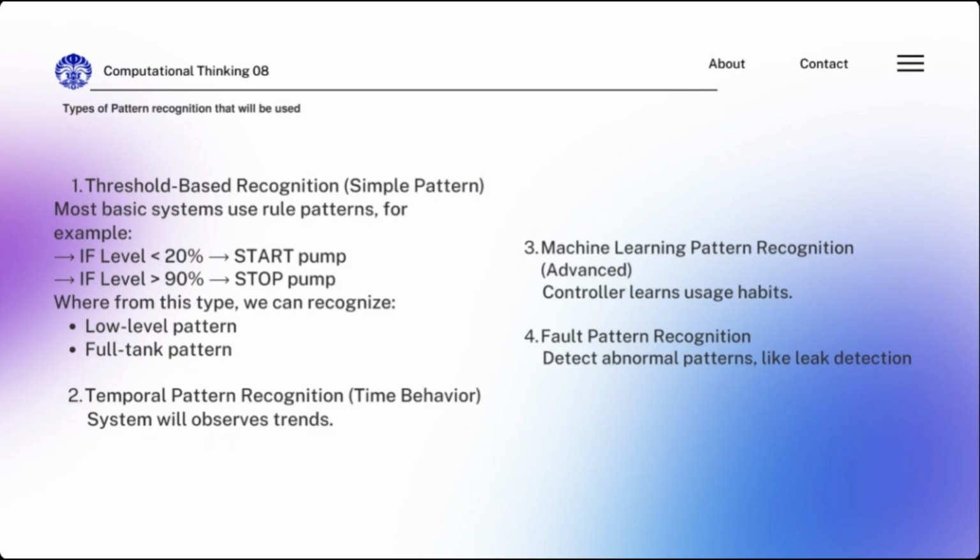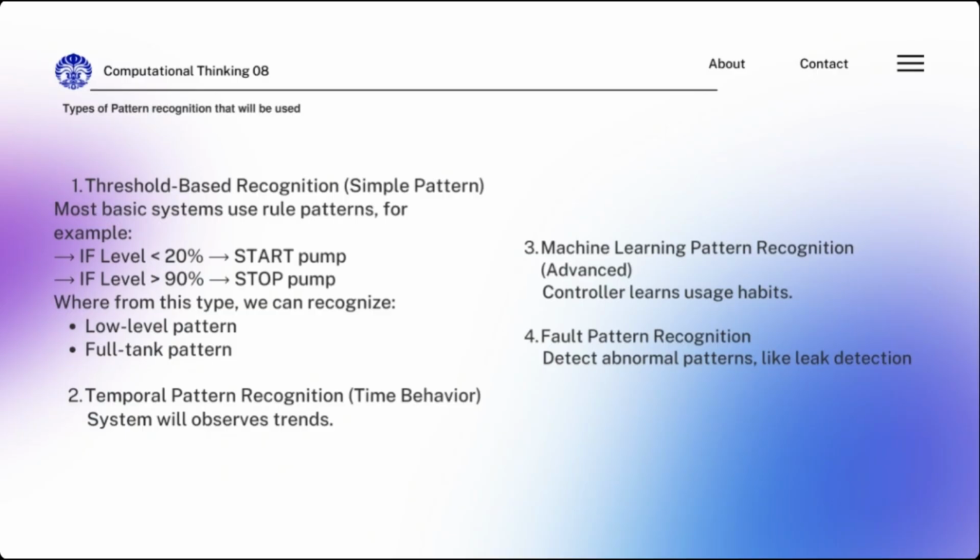The second one is temporal pattern recognition, or time behavior, where the system will observe the trend over time. For example, we have three times, 8 a.m., 10 a.m., and 12 p.m. Each time has a similar water level each day. For example, at 8 a.m. it has 90%, at 10 a.m. 70%, and at 12 p.m. 40%. It will be continuous throughout all the days that we have this tank, so tomorrow and the next days it will also have a similar water level following this pattern for the tank.